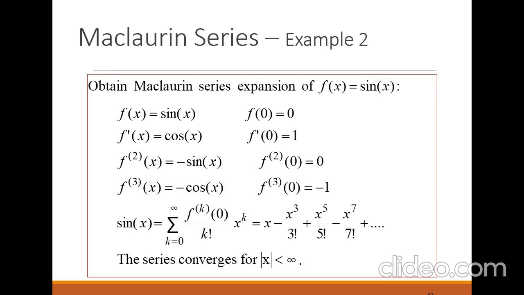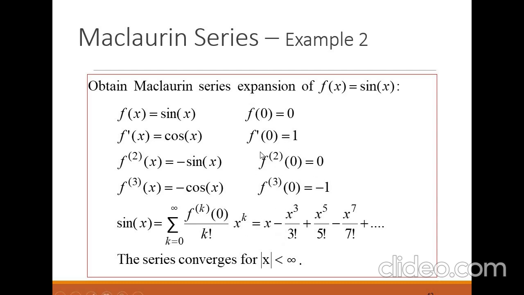How about the Maclaurin series for f of x equals sine x? If you differentiate sine x, you get cos x. If you differentiate cos x, you get minus sine x. If you differentiate minus sine x, you get minus cos x. Evaluating these at 0, you get 0, 1, 0, minus 1. Remember that when you're evaluating these, your calculator should always be in radians mode. Otherwise, you run into mistakes.